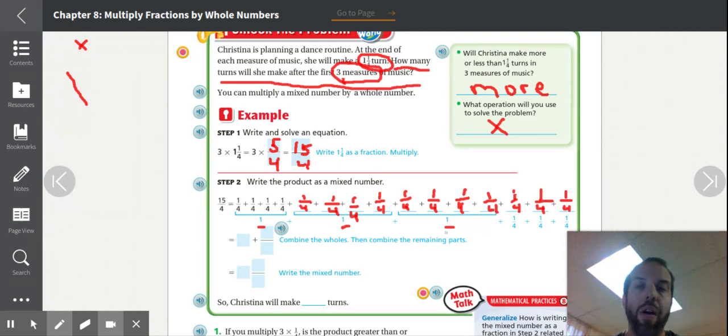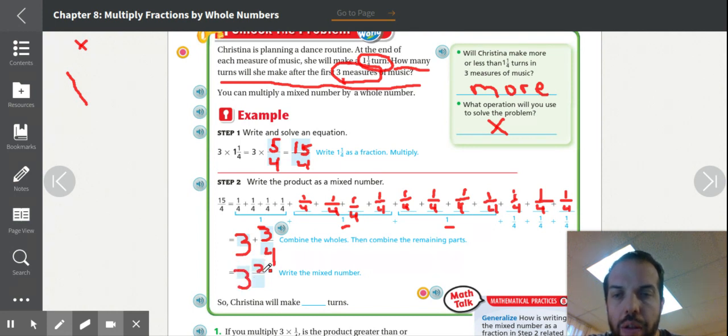What that's telling us is that she's actually going to end up spinning 3 full turns and 3/4 left over. All right? So we can know that because all we're doing, look, we're counting 1, 2, 3. So there's 3 wholes, and then there's 1, 2, 3/4. So what's 3 plus 3/4? We're going to combine the wholes and combine the fractions. She's going to end up spinning 3 and 3/4. So Christina will make 3 and 3/4 turns in her dance moves.